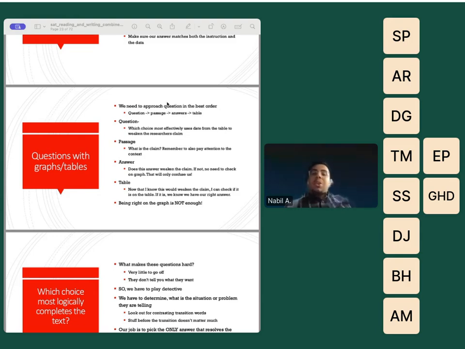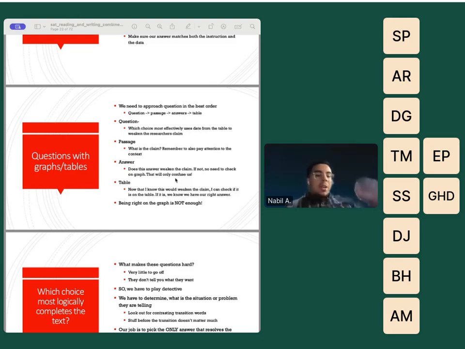With these graphs and tables questions, what I want you to do is take an initial glance at the graph or table. See if you see any trends. Then go to the question, see what it's asking. Most of the time, it's going to ask something along these lines: which choice most effectively uses the data from the table to weaken the researcher's claim or to support the claim? Anything along those lines. 90 to 95% of the time, that's what the question will be asking.